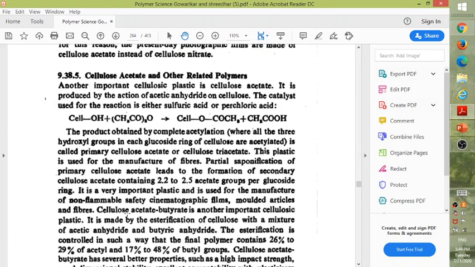It is a very important plastic and is used for the manufacture of non-flammable safety cinematographic films. As I said earlier, cinematographic films are now being made of cellulose acetate because they are not flammable. Also molded articles and fibers. Cellulose acetate butyrate is another important cellulosic plastic. It is made by esterification of cellulose with a mixture of acetic anhydride and butyric anhydride.